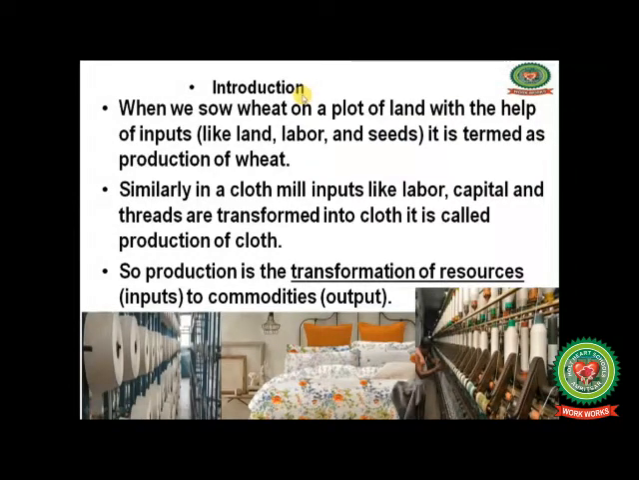Suppose we want to grow wheat on a piece of land. When we sow wheat on a piece of land with the help of various inputs, that is factor inputs, land, labor and seeds, that is termed as production of wheat. Similarly, I will take another example: in a cloth mill, inputs like labor, capital and threads are transformed into cloth, that is known as production of cloth. So production is the transformation of resources into commodities.